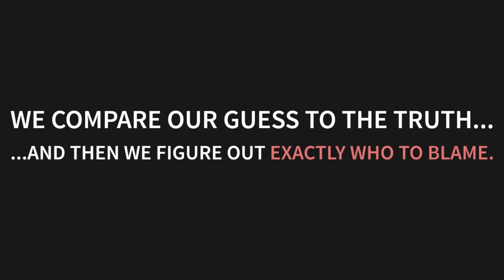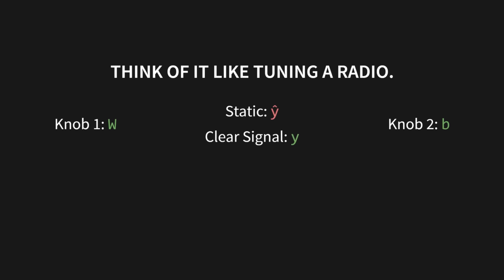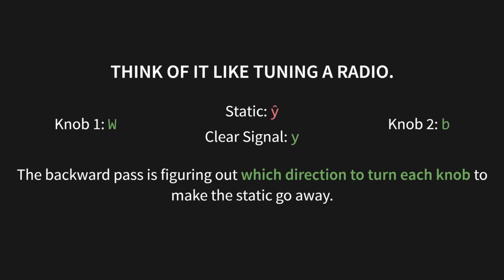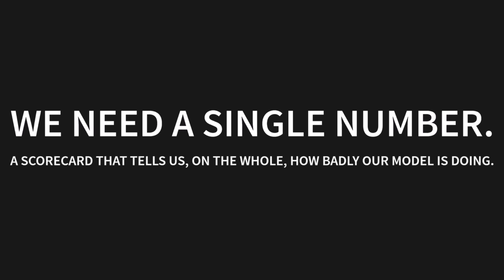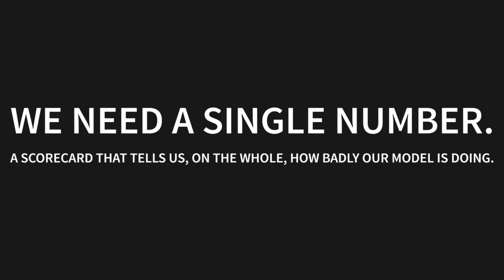Think of it like tuning a radio. Look at this slide. You've got two knobs. Knob 1 is our weight, w. Knob 2 is our bias, b. The static you're hearing? That's our prediction, y_hat. And the clear signal we're trying to find? That's the truth, y. The backward pass is all about figuring out which direction to turn each of those knobs to make the static go away. To do that, we need a single number. A scorecard that tells us, on the whole, how badly our model is doing. This number is called the loss.